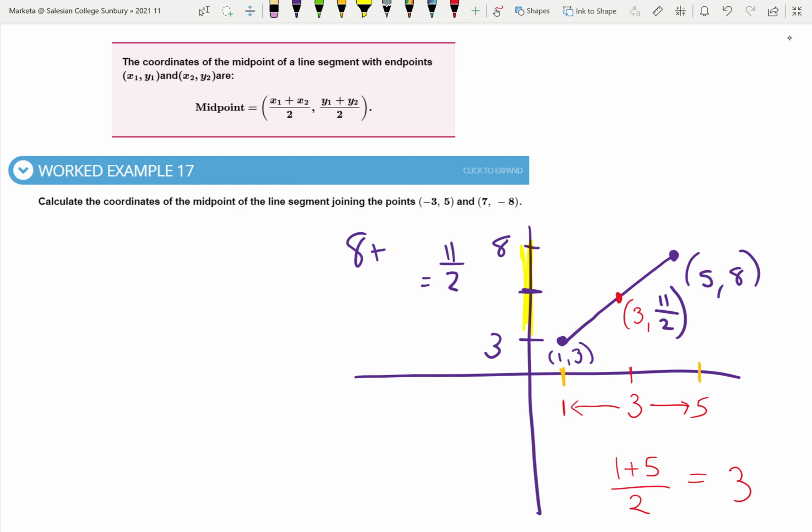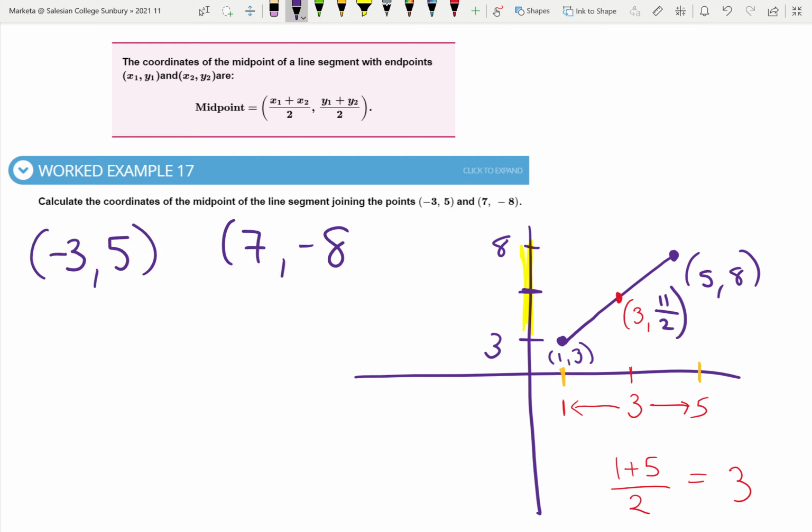So let's do this question, and we don't really need to draw it out here. I'm just going to do it straight up. So -3, 5 and 7, -8 are our 2 points. I'm going to label them x1, y1 and x2, y2. And really the place where people get a little bit unstuck is where they accidentally sub in the wrong values. For example, people might see this as y2 and this as y1, accidentally swap them around, and then of course that's not going to work. So I think the best thing you can do is just label them, whether you're doing midpoint or length of the line. It's a really good idea.